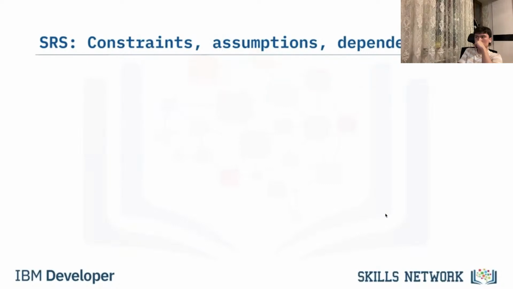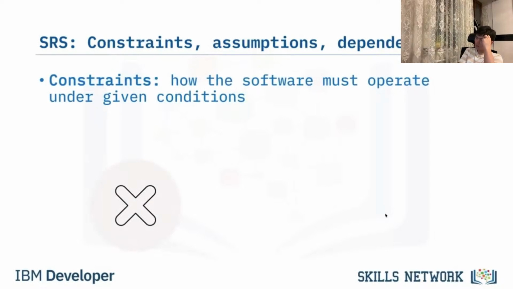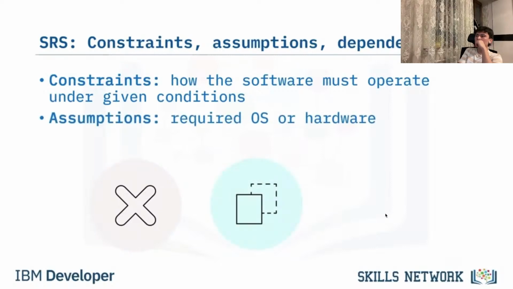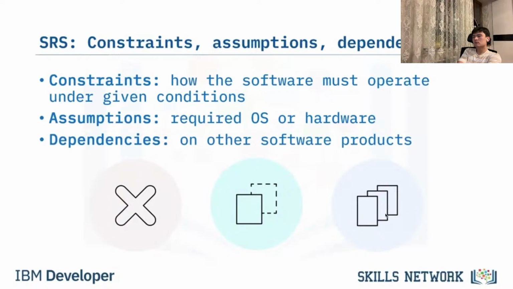And the second part of the SRS should detail constraints, assumptions, and dependencies. Constraints describe how the product must operate under given conditions that may limit options in the design phase, such as conformation to standards or hardware limitations. Assumptions may include things like a required operating system or hardware that is needed by the software to function. Dependencies on other software products should also be noted.